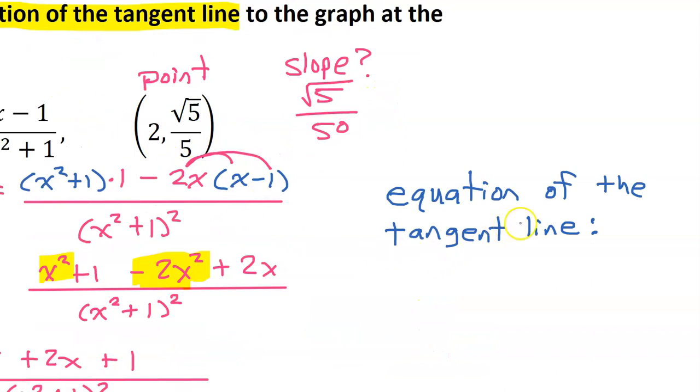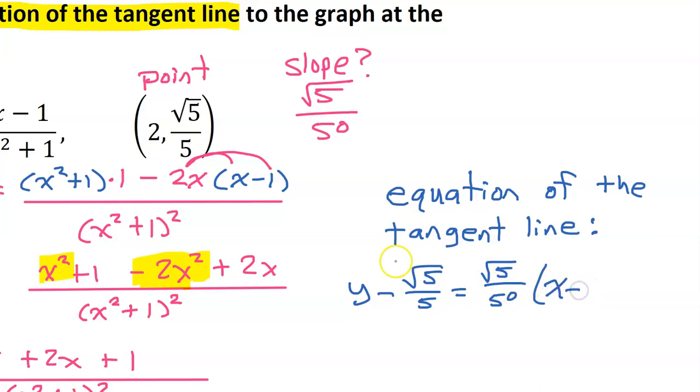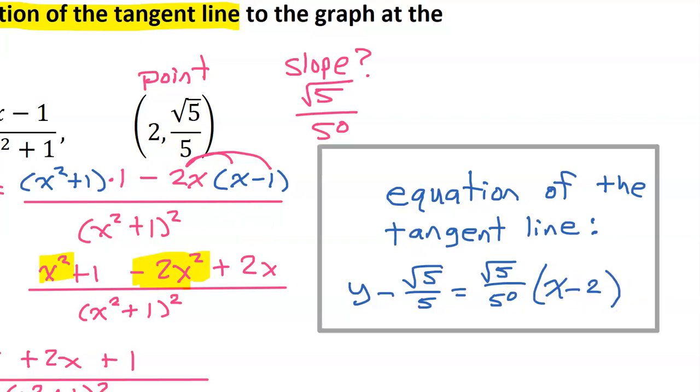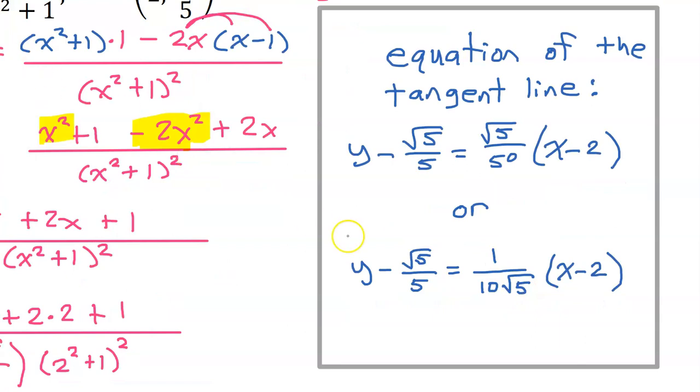So now we're ready to write the equation of the tangent line. Remember, we are doing point slope form, which goes like this. y minus y, so y minus radical 5 over 5 is equal to the slope, so radical 5 over 50 times x minus x, so x minus 2. So, there you go. Or this is how it would look if you did not rationalize the denominator of the slope.